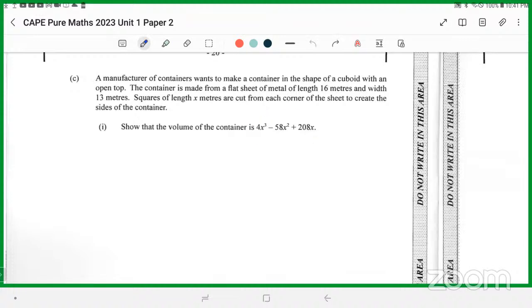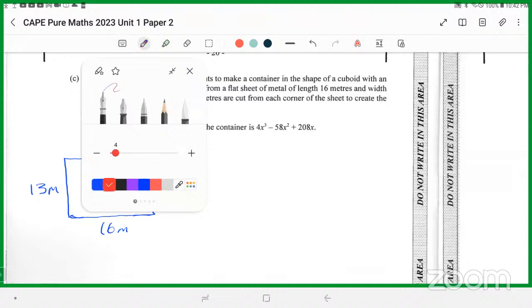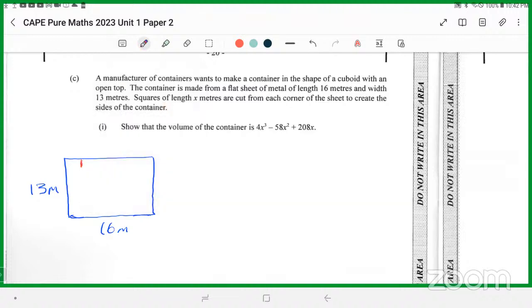So I'm going to show you what I did in the video. I said, okay, the flat sheet of metal that they use is like this, and it is 13 by 16 to begin with. And they take out these little square corners. Take out that x square corner from here, and take out that x square corner from here. They cut them out, right? Squares of length x. So take out that square from each corner.